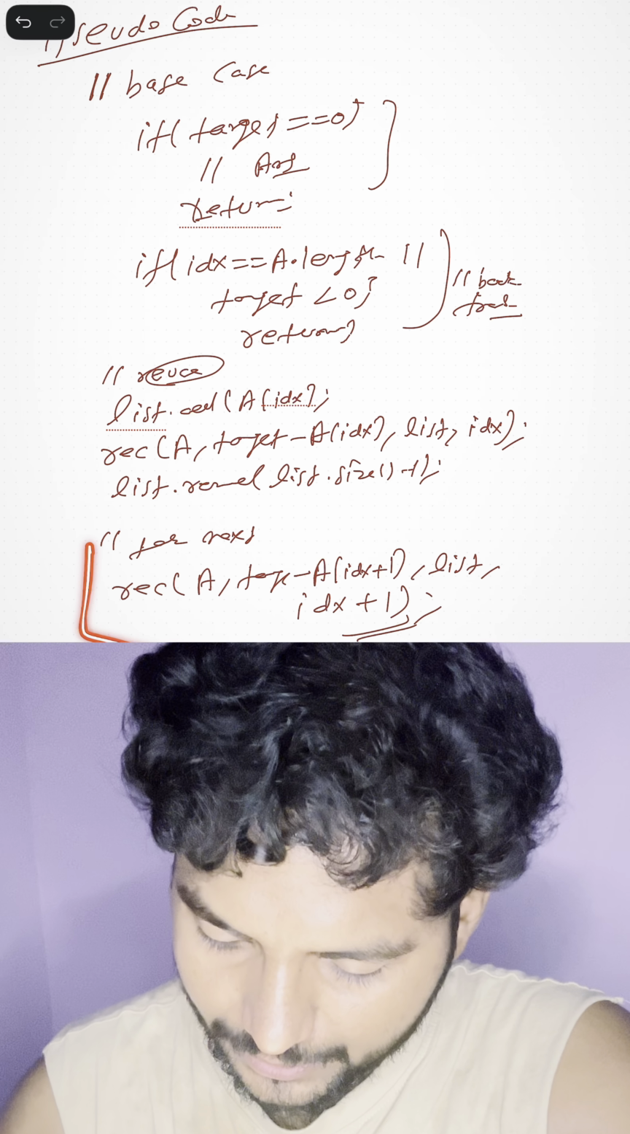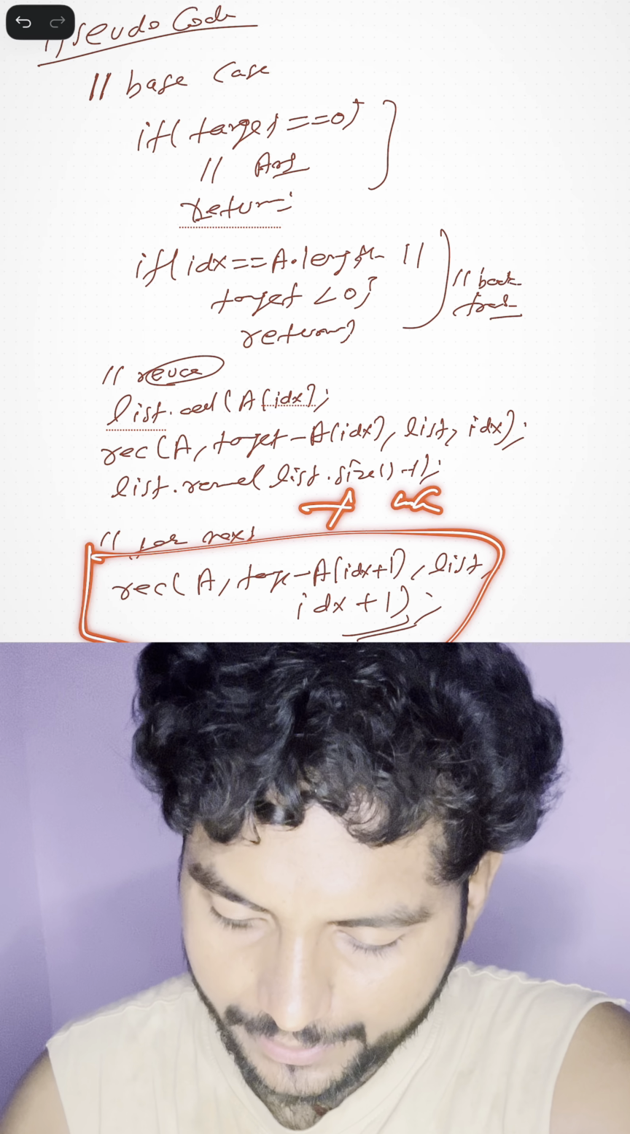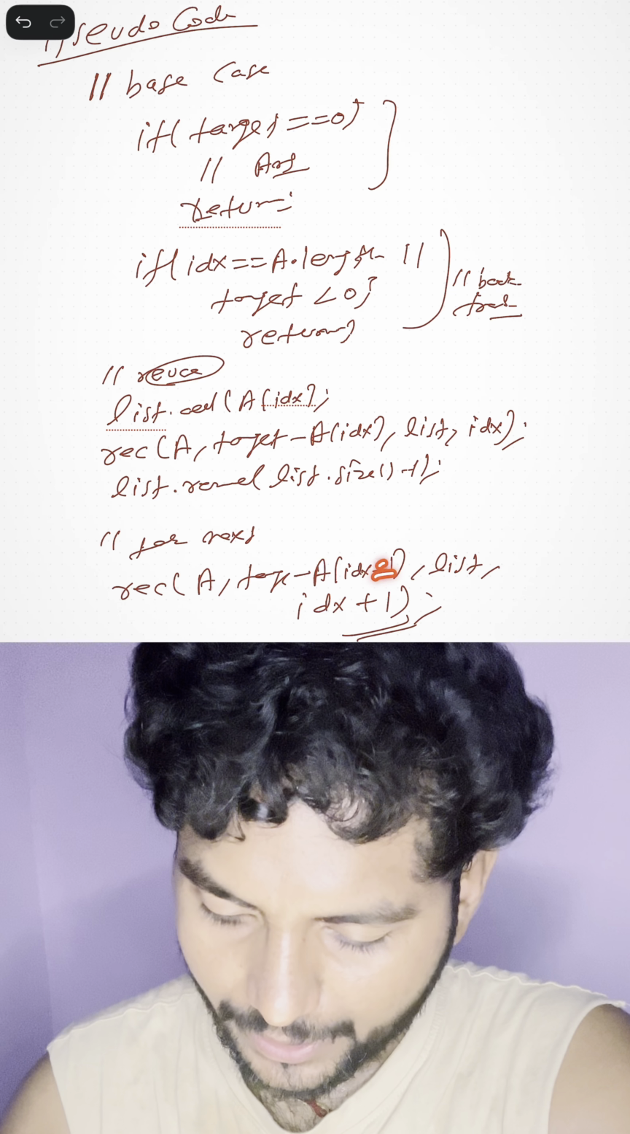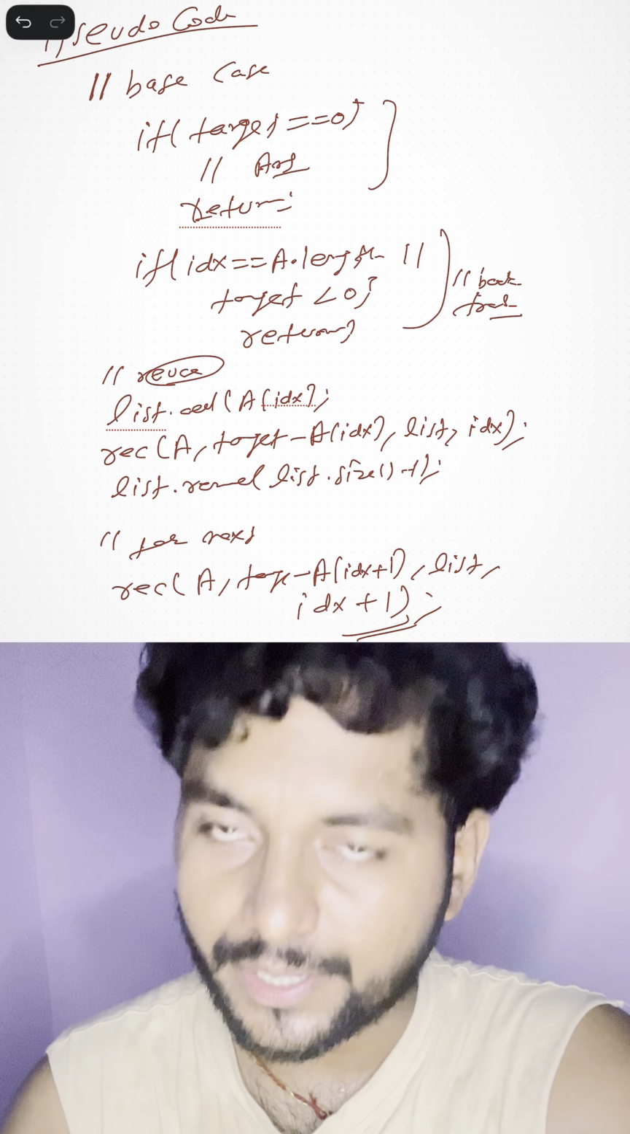Now the next thing is when we skip the current element and move to the next. At that time this recursive call will happen with the target minus the index element, with index plus 1, then the list, and increase the index position as well. So we need to move forward.